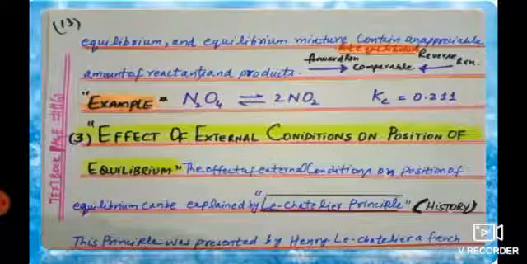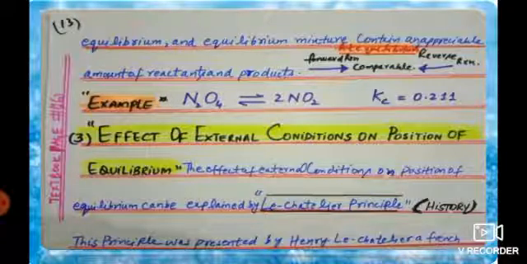When an external condition is applied on equilibrium, there will be no change in the value of Kc, but it will just change the position. Maybe the reaction will go in the forward direction or it will go in the backward direction. So we can explain it by taking the Le Chatelier principle.